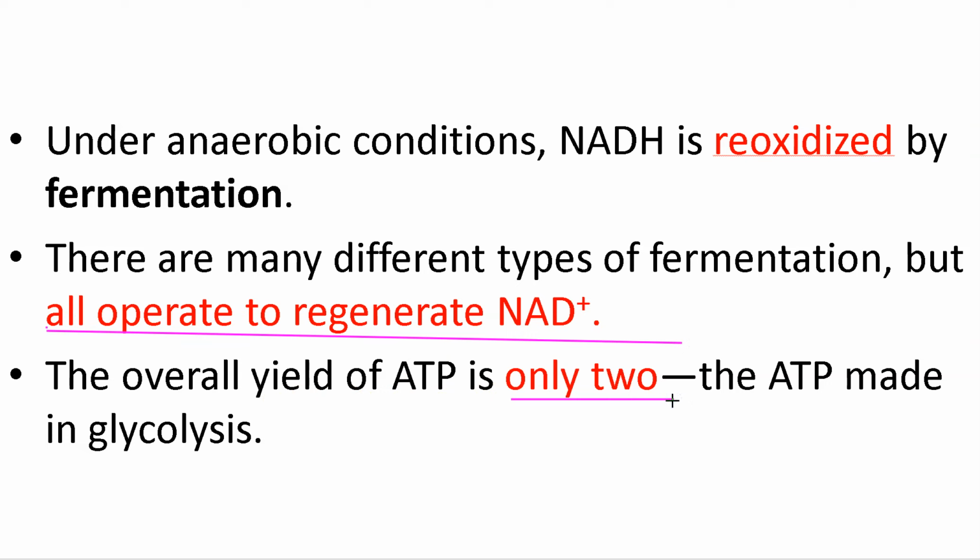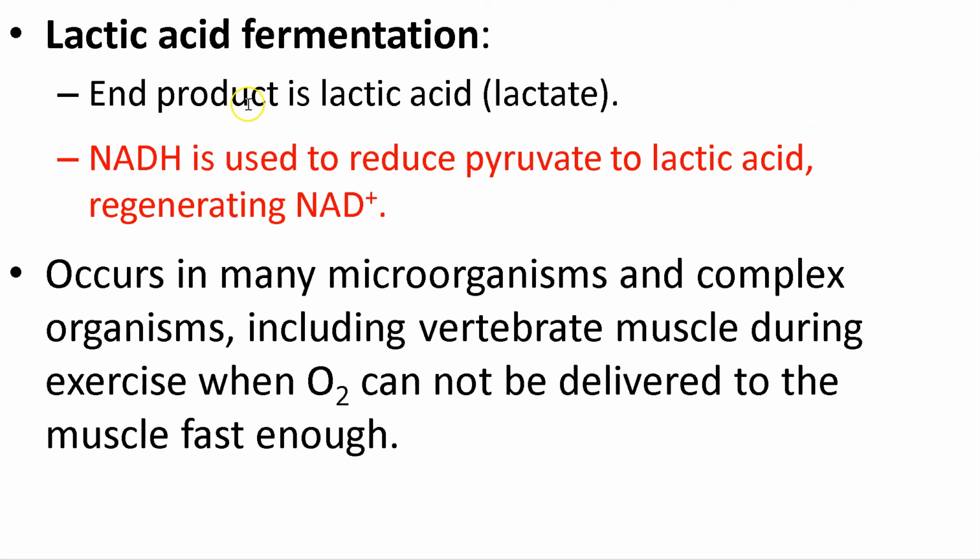So again, if you think back to our first lesson a couple minutes ago, we're making 32 to 34 in the ETC. We're only making 2 here. Sprint versus jog, you can jog a lot longer because you're replenishing that oxygen debt. So the end product is lactic acid or lactate. Okay, so NADH is used to reduce pyruvate to lactic acid, regenerating NAD+. It occurs in microorganisms and complex organisms, including us, including vertebrate muscle during exercise when oxygen cannot be delivered fast enough.